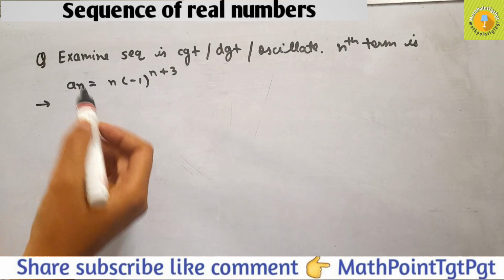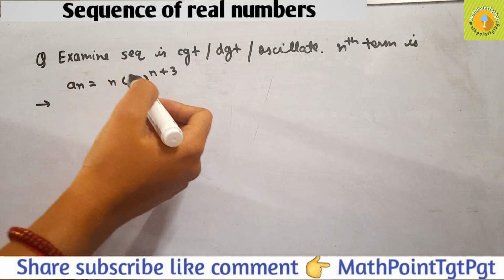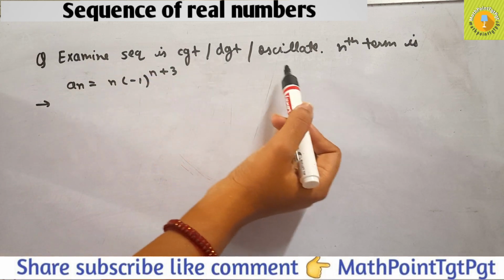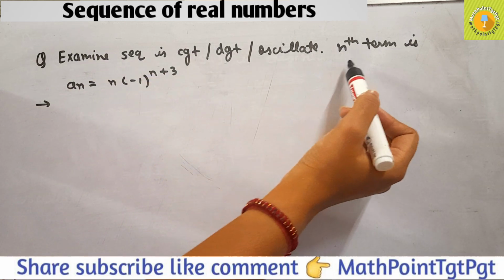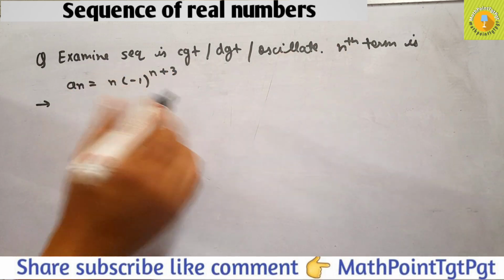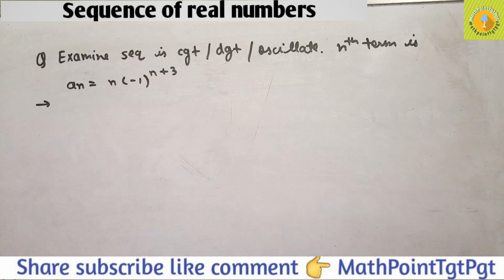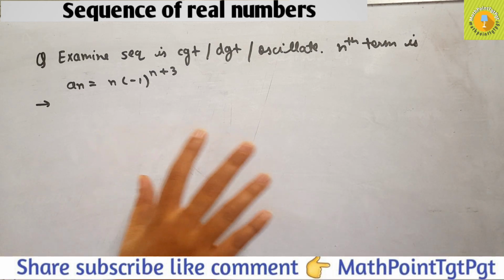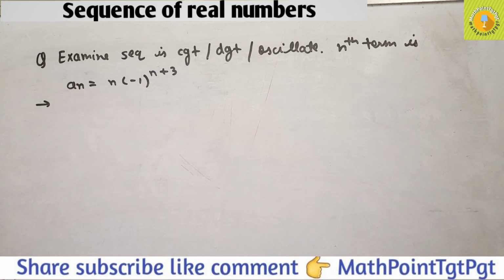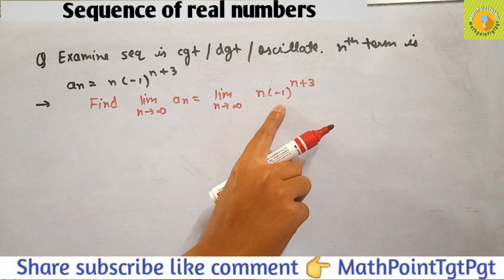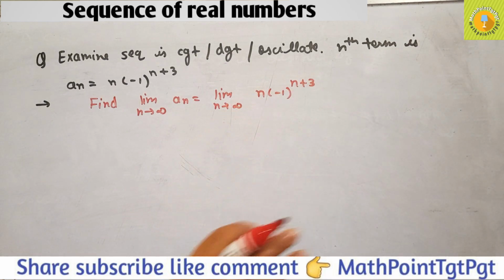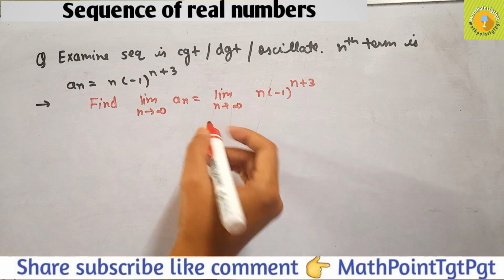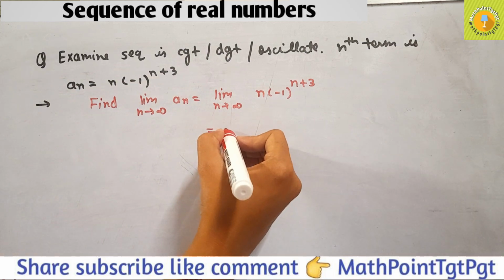The next question is: examine whether the following sequence is convergent, divergent or oscillatory, where the nth term of the sequence is given by this expression. How do we check whether the sequence is convergent or divergent? Just find the limit as n tends to infinity of an. This question uses minus 1 to the power n plus 3, so break this into the cases when n is even and n is odd.